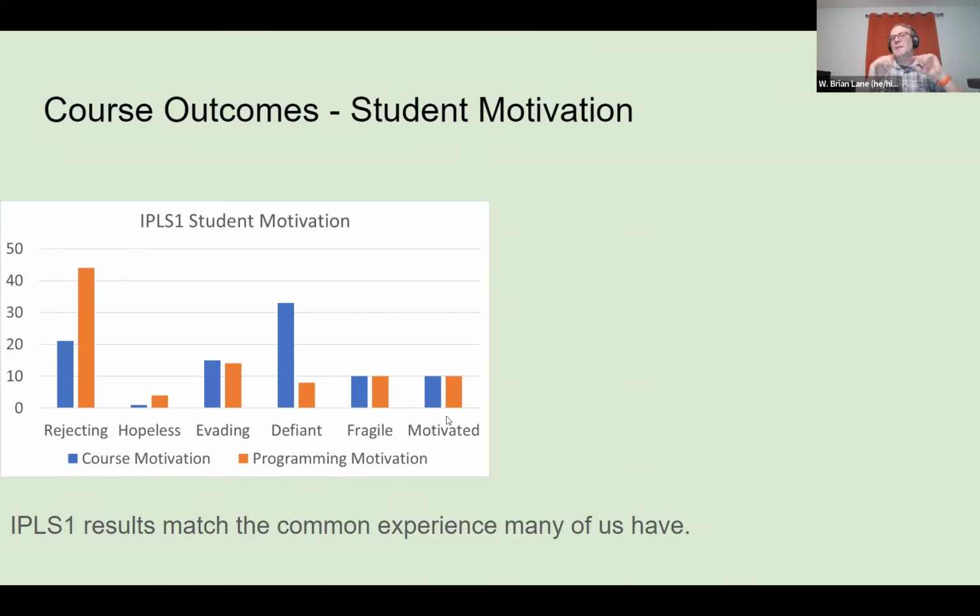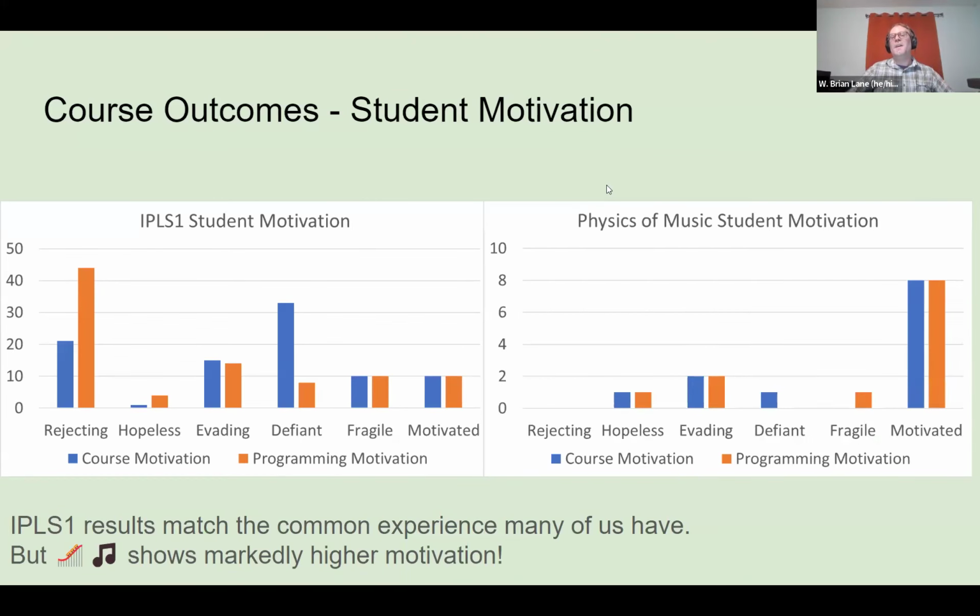Now, what this doesn't tell me is the correlation between the two, right? So in this sense, 10 students were motivated in the course and 10 were motivated in programming. Were that the same 10 students? That's the next slide. But first, let's take a look at our physics and music students.